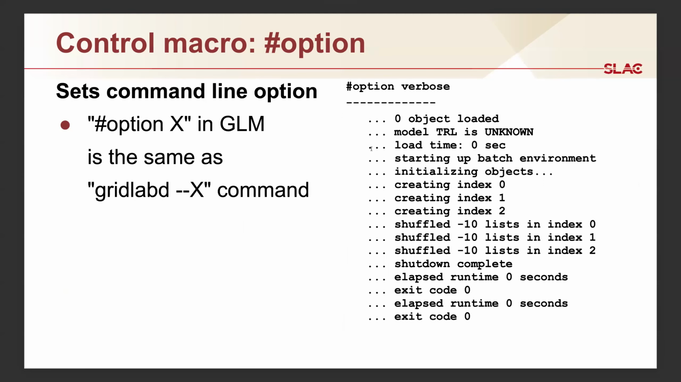The option command we already encountered and talked about earlier. It basically toggles any of the command line options that are available. Things like verbose, debug, anything which is just a switch on the command line to change a behavior corresponding to some true-false value.